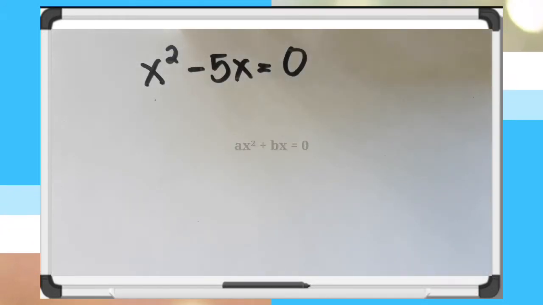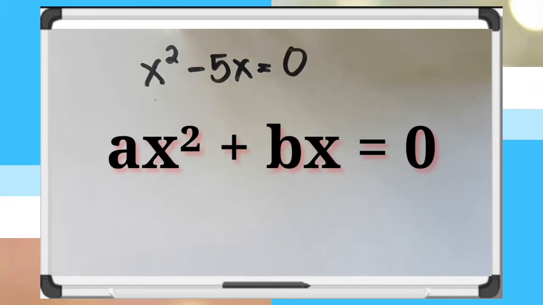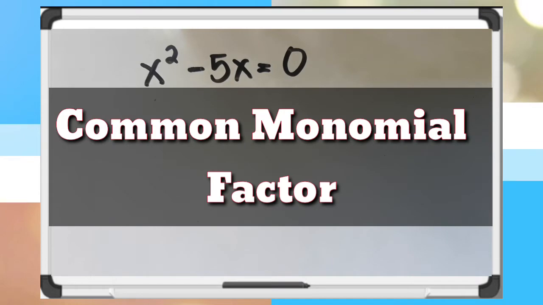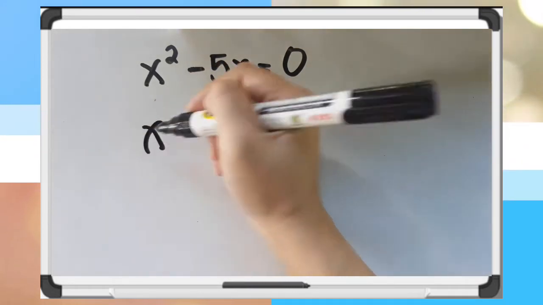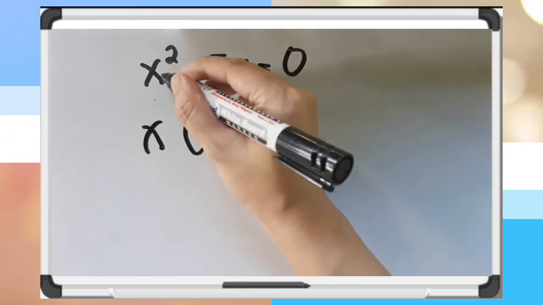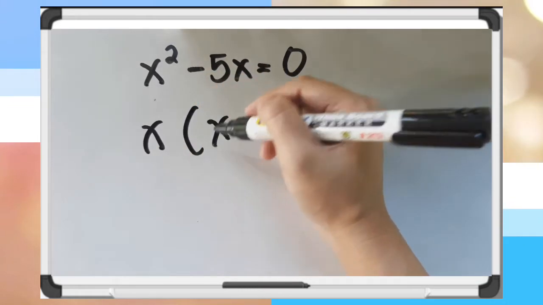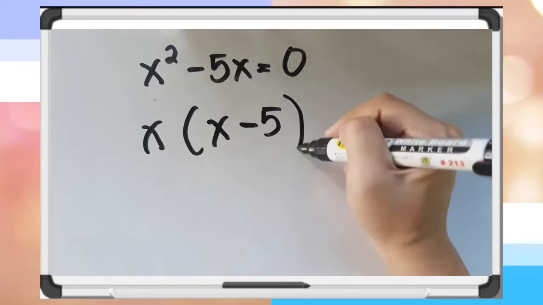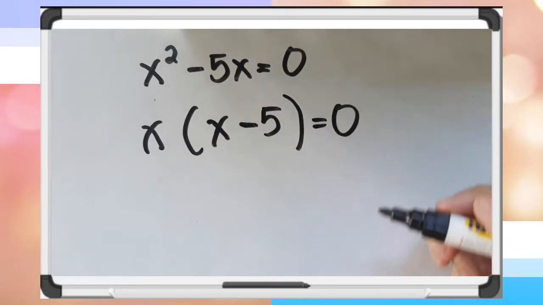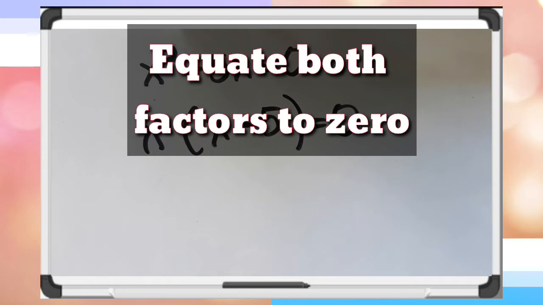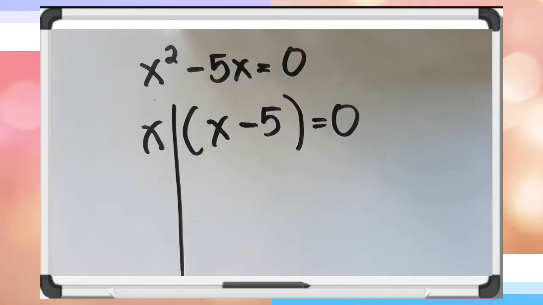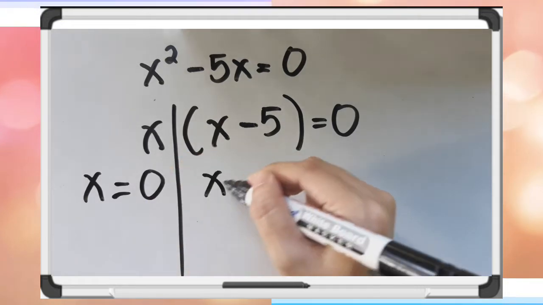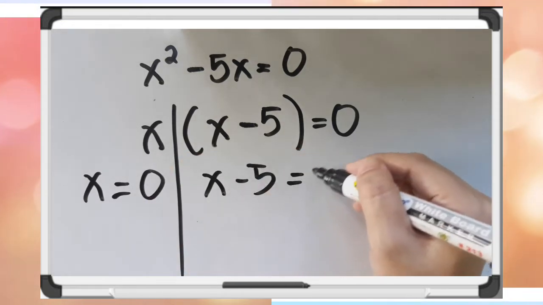Since it is in the form ax squared plus bx is equal to 0, we will factor it using the common monomial factor. The common factor is x. x squared divided by x is equal to x, and negative 5x divided by x is equal to negative 5. After that, we will equate both factors to 0. So x is equal to 0, and x minus 5 is equal to 0.